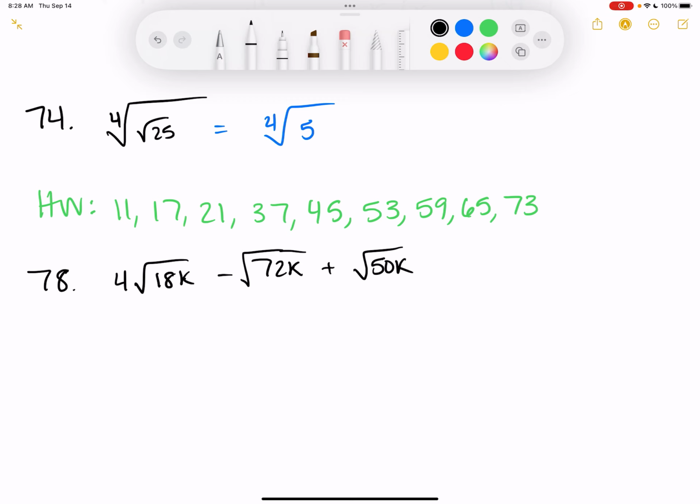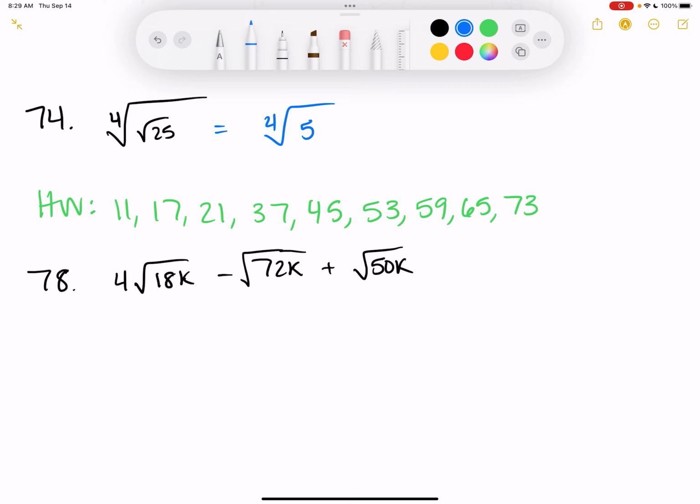So as this sits, does it look like we can add or subtract them? You can add the last two, right? Are they the same? Oh, no. So we need to see if we can take anything out and then go from there.